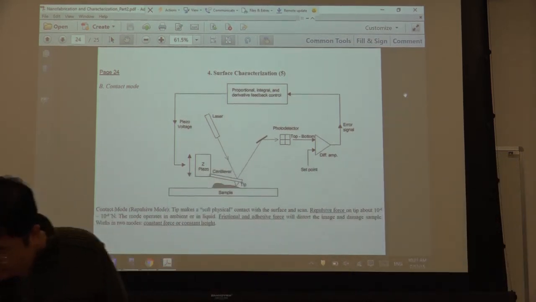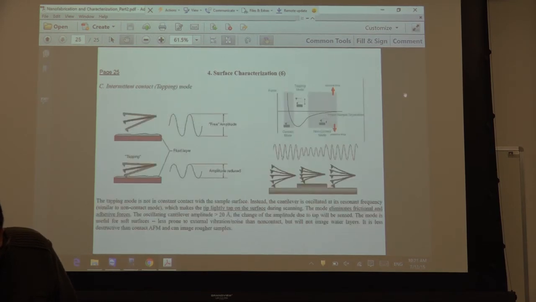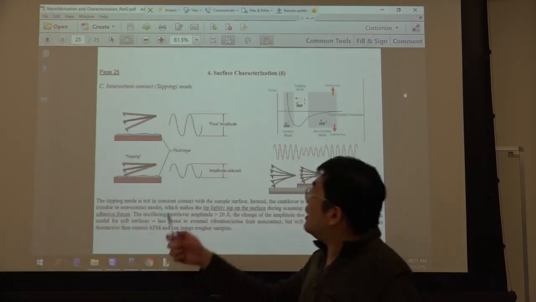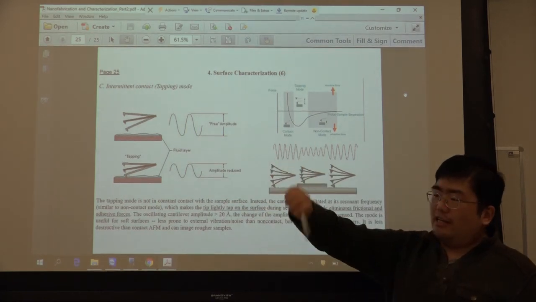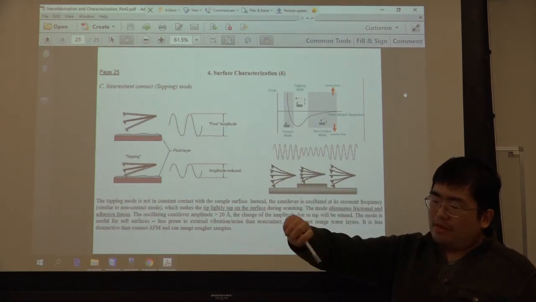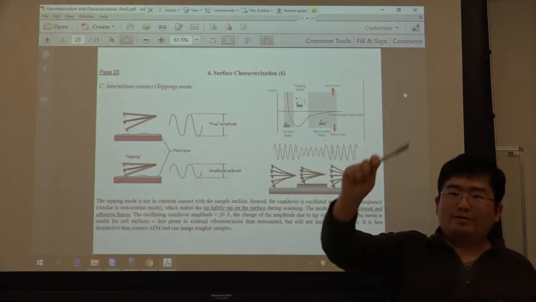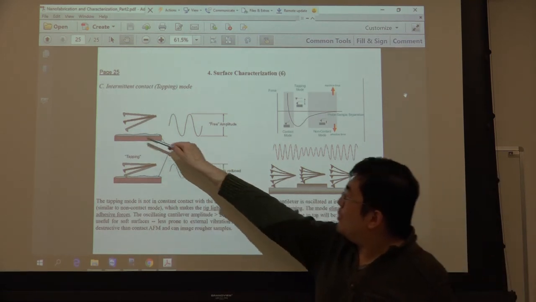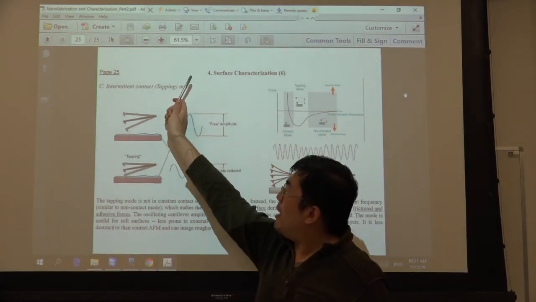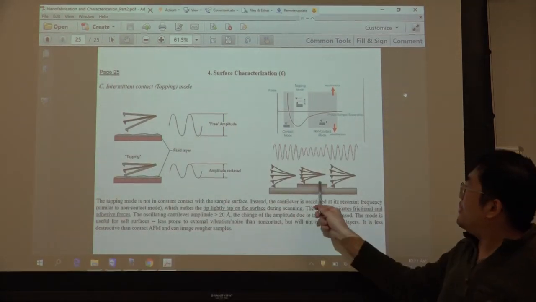So I think the most common mode is called tapping mode. That means they tap your sample, give some time, and tap again. It's like a tempo mode, not just directly. Sometimes it will touch, sometimes it will go above. It touches, goes above. We call it tapping mode. This is a safe way to do that.